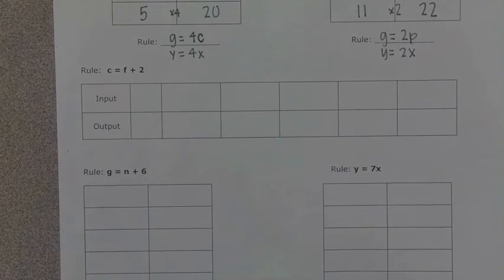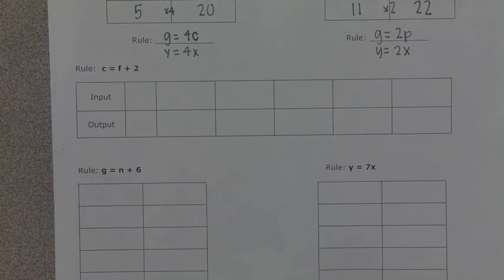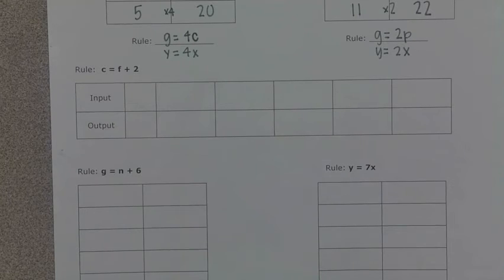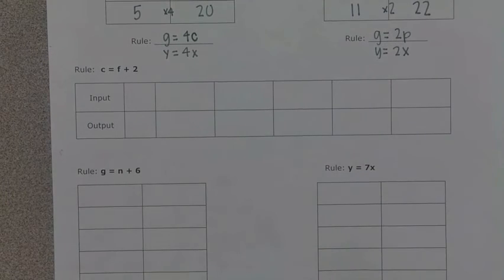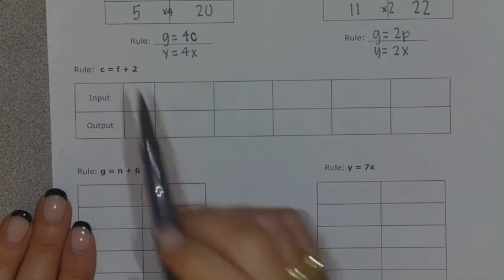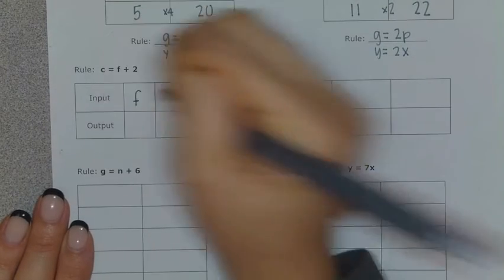Okay, so looking at our next table, this time I don't have a situation for us. I just flat out gave you the rule. So your rule is C is equal to F plus 2. The first thing we need to do is figure out which variable is the input and which variable is the output. Your input is always going to have something done to it. It's the variable that's getting multiplied, divided, having something added to it, or something subtracted from it. So F is having 2 added to it, F plus 2. So the variable F is my input.